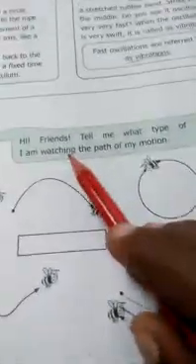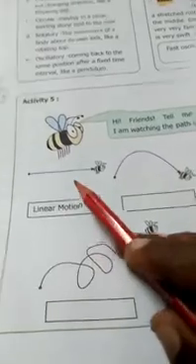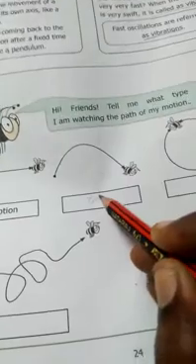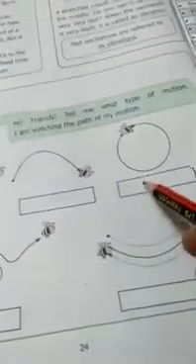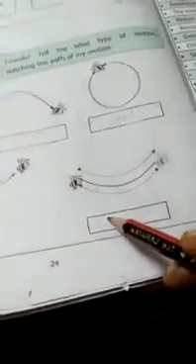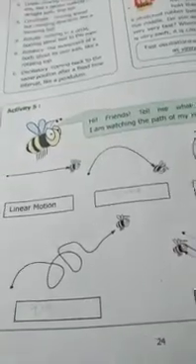Hi friends, tell me what type of motion I am showing in both of my motions. Say. This is linear motion. This is what? Curvilinear. Am I right? This is what? Circular. This is zigzag. Am I right? This is also curved. You can go find out and write the answer.